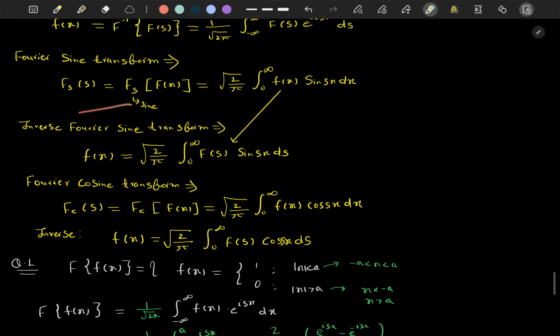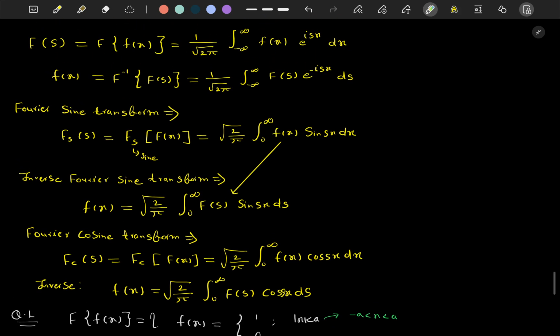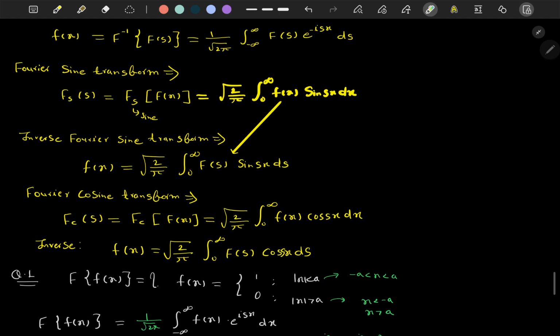So the Fourier sine transform, what will be the Fourier sine transform? We have to remember it. Under root 2 upon pi, 0 to infinity, f of x sin sx dx. What will be the inverse? Simply change the variables, all things will be the same, only the variable change will be there.